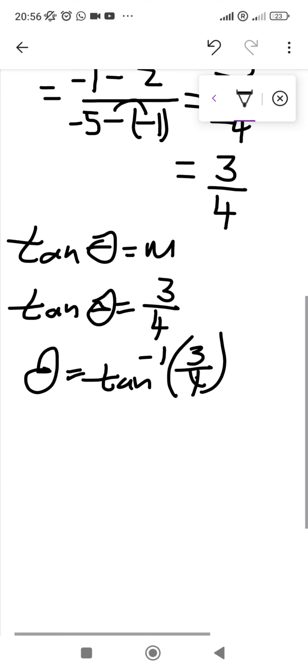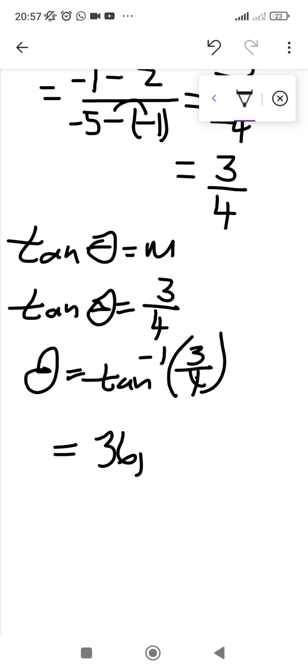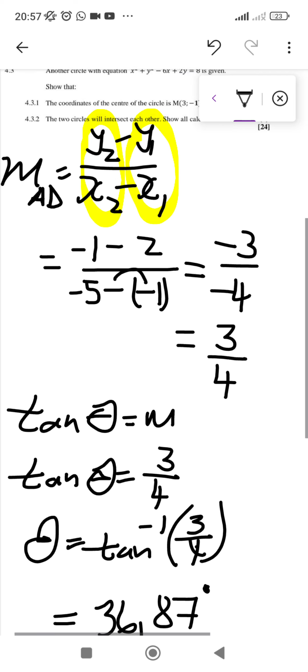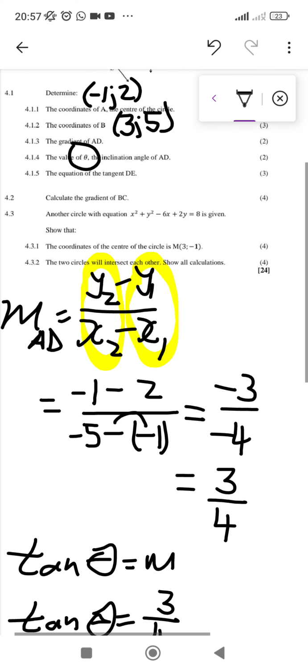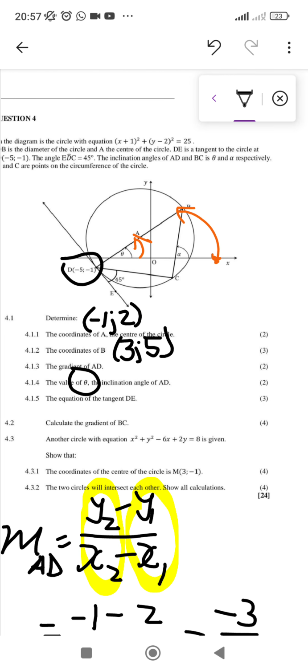This goes into the calculator. Calculator says that's going to give us 36,87 degrees. Right, so that was easy enough. We have our gradient formula there, we have the angle of inclination. Let's stop this video here and we'll continue in the next video.